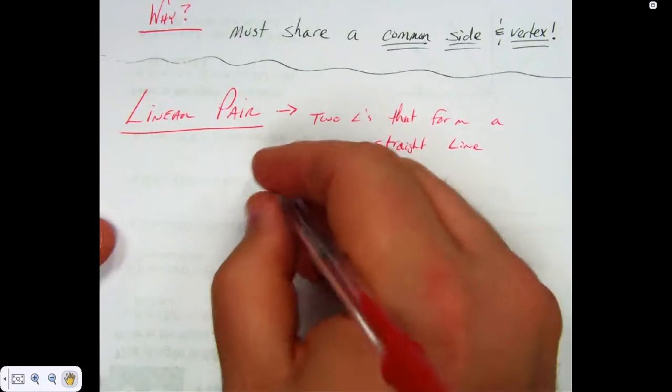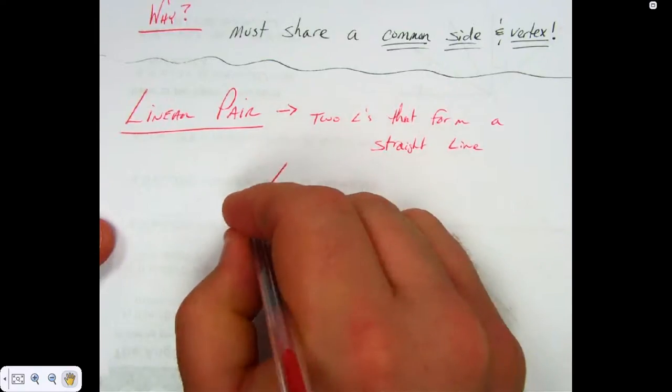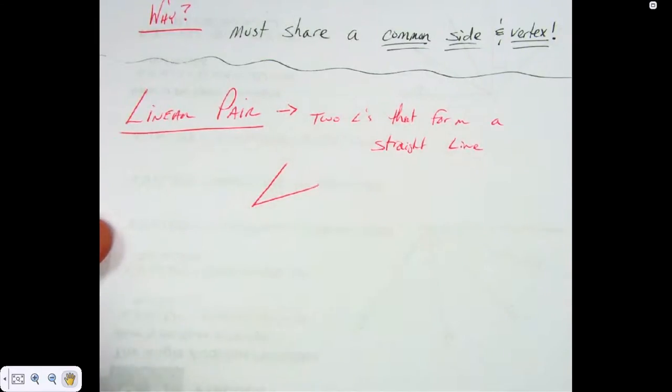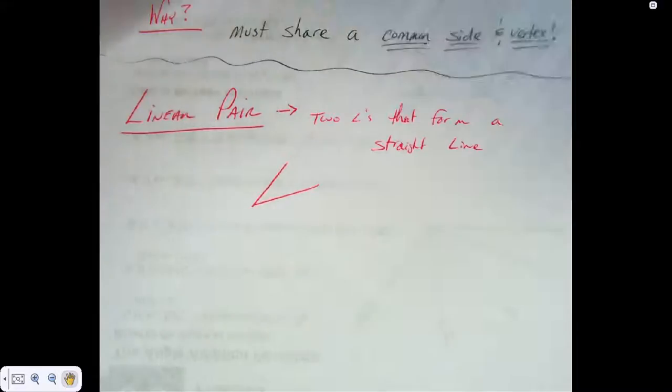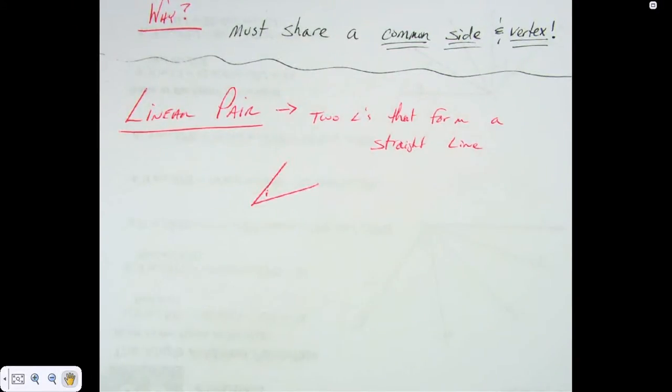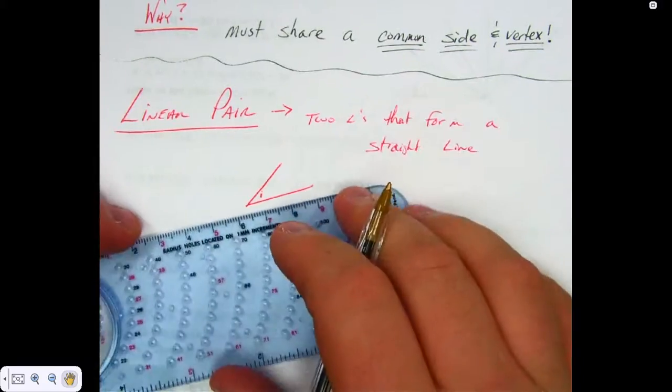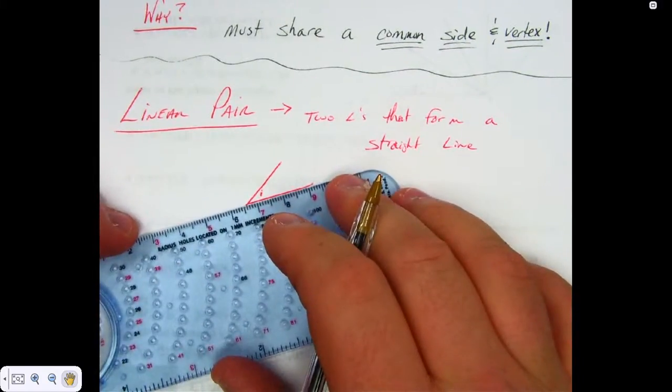Okay. If I was to draw this angle, how would I need to draw the next angle for it to form a straight line? Let's call this angle 1. How would I need to draw angle 2? Extend this side, you mean? Yes.